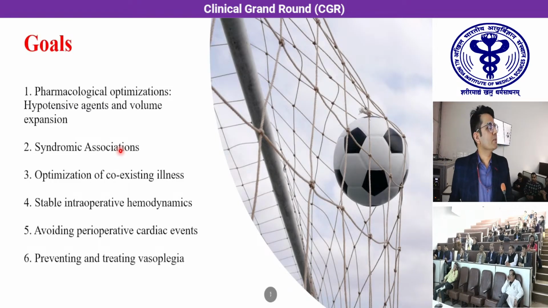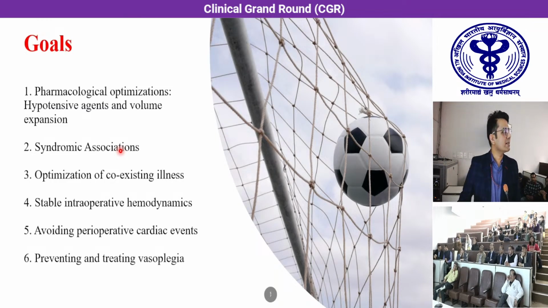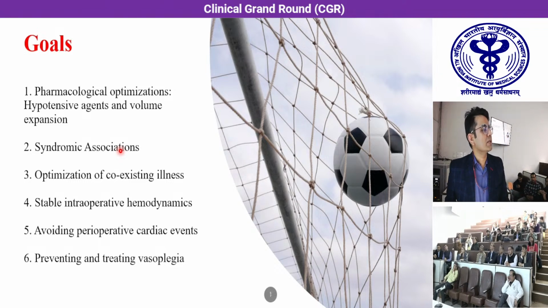When a patient of pheochromocytoma comes to us, what are the goals for any anesthetist who's going to be a part of the team? The first is pharmacological optimization, as these patients can swing both ways, preoperatively as a hypertensive crisis and in the post-op as a hypotensive.